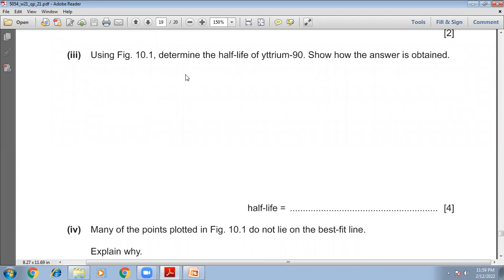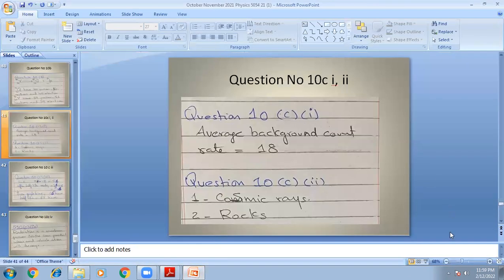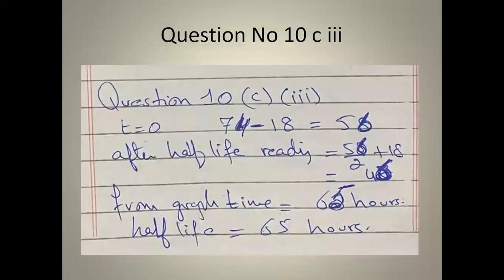Okay, so figure 10.1, determine the half-life of the yttrium 90, show how the answer is obtained. So we have to find out. When the time is 0, the count rate is 74. From this count rate, first of all, I will subtract the background. So 74 minus 18, that's 56. So when one half-life will pass by, the activity will be left half. So 56 divided by 2, so the count rate will become half.